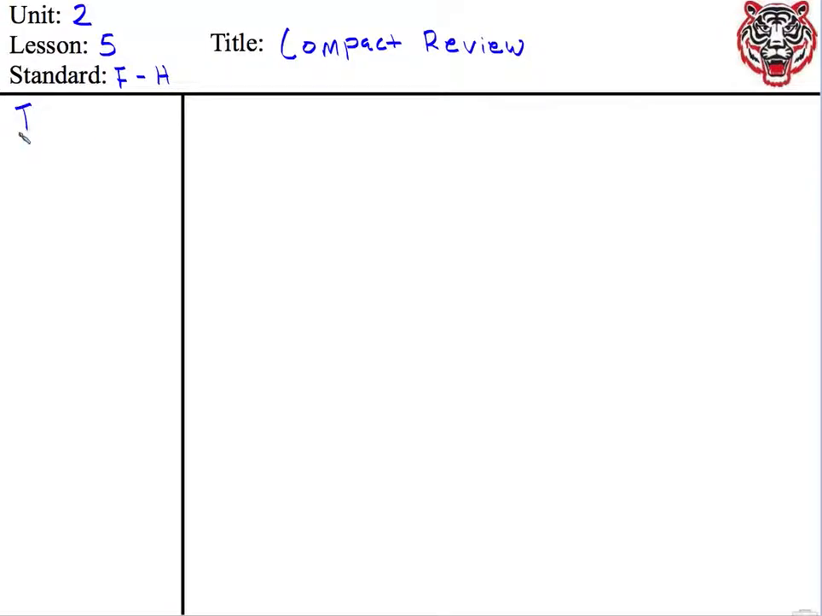So, inverses. When I give you a list of values, let me just give you the definition first. Definition: think of the x and y change places.